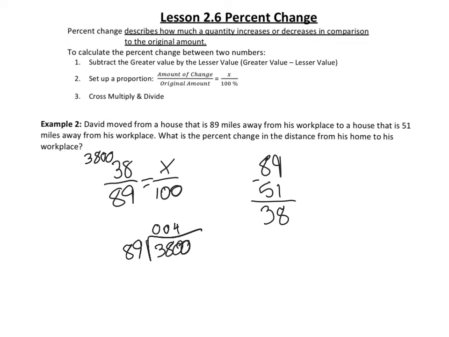So let's do that math over here. 89 times 4. 9 times 4 is 36. Carry the 3. 4 times 8 is 32. Plus 3, 35. And we get 356. So we subtract. We have to borrow. So this is 10 and this is 7. 10 minus 6 is 4. 7 minus 5 is 2.